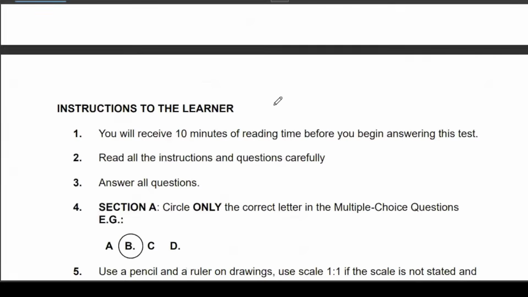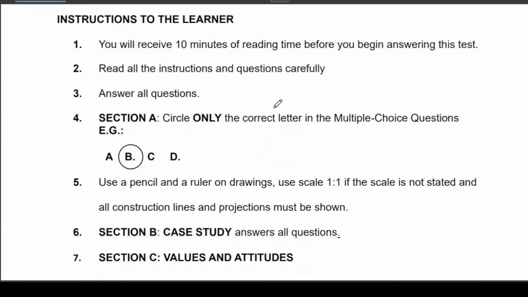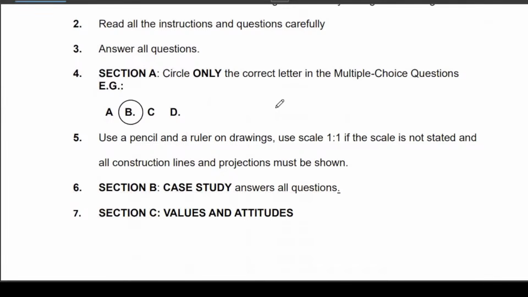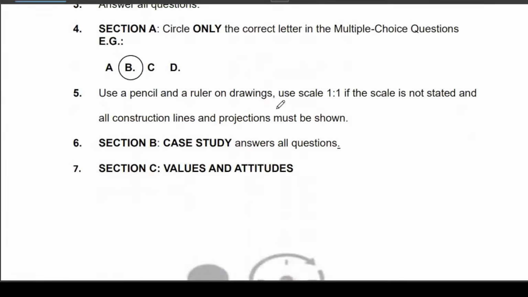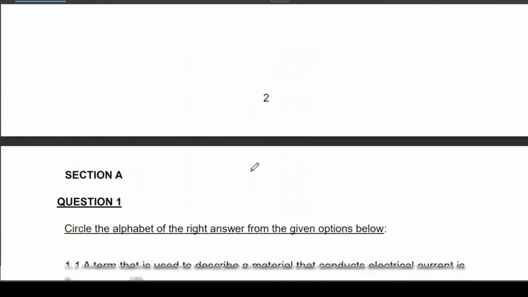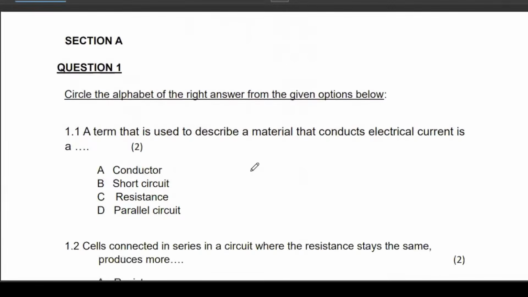Okay, so let's see what we have to do. 10 minutes reading time. Okay, read all instructions, answer all questions, use a pencil and ruler for drawings. Scale is 1:1 if it's not stated, and there is a case study. And then for that, all those sections. Okay. Now, with question number 1, section A, circle the alphabet of the right answer from the given options.